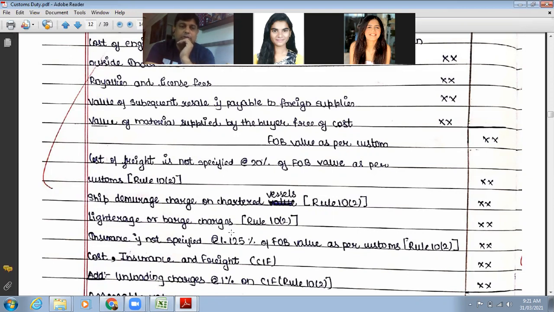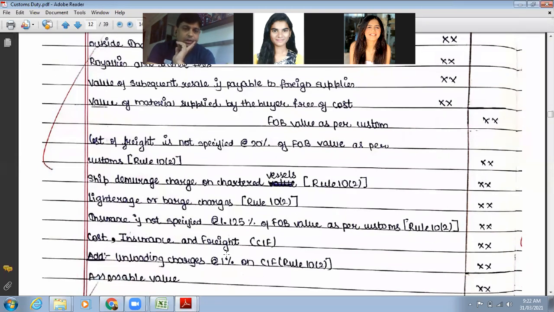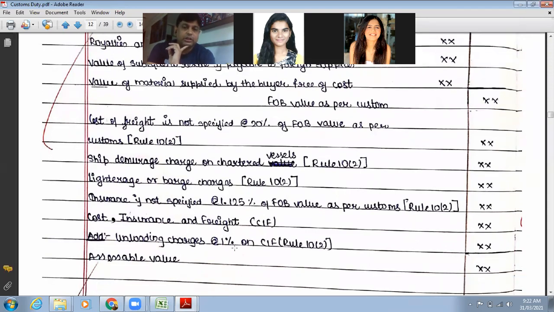Lighterage or berthing charges again are to be added there. Insurance, if not specified: keep in mind, if cost of freight is not there, it will be 20% of FOB. If insurance is not there, 1.125% of FOB. Then it is known as CIF, cost of insurance and freight. And then unloading charges, if not specified, 1%. These are extra charges which are to be added.